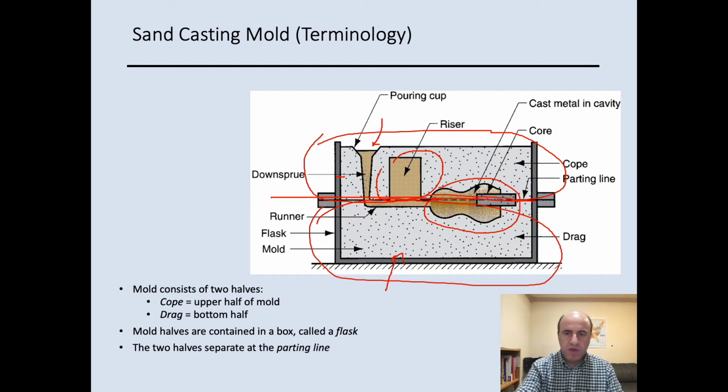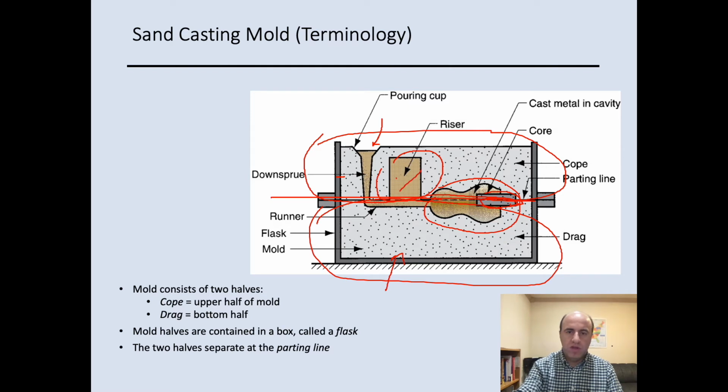So as you see, we have a core here. Some parts require internal features, and then we use a core. The core will be taken out. We have to destroy the core once the part is done. Some of them will be evaporated.